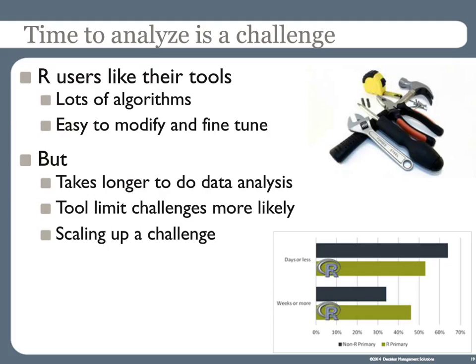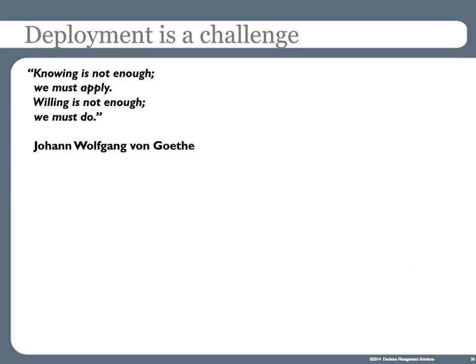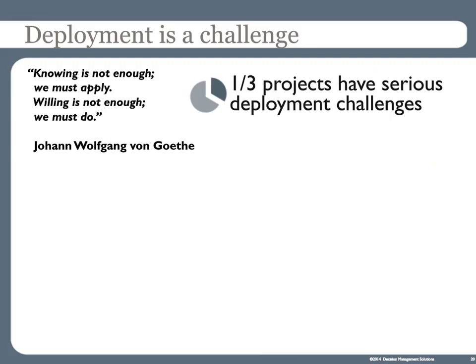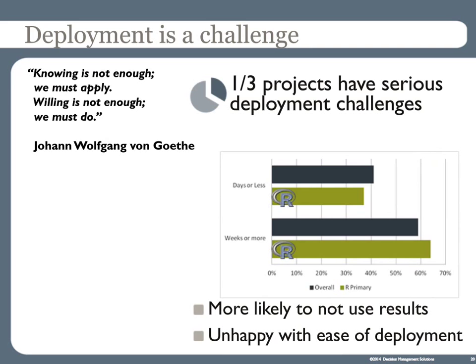Similarly, deployment is a challenge. We know from the Rexer survey and from other surveys that at least a third of all analytic projects have serious deployment challenges. It takes too long, costs too much, and that's across the board. There's a high risk with any analytic project that it won't be used, or won't be used quickly, or it'll take too long and cost too much to deploy. But our users are less likely to report rapid deployment, more likely to report very slow deployment. They're much more likely to report that their analysis is not being used at all.